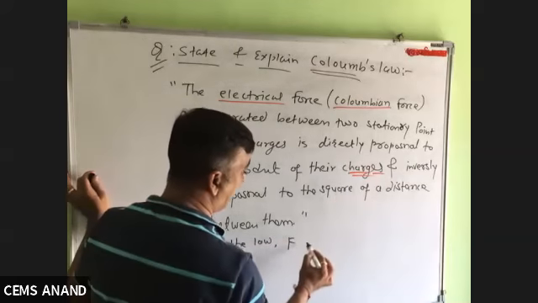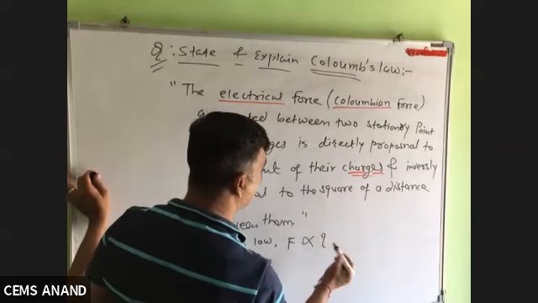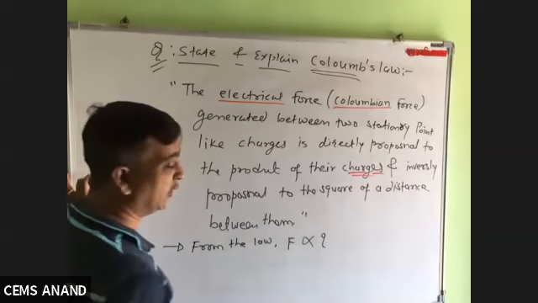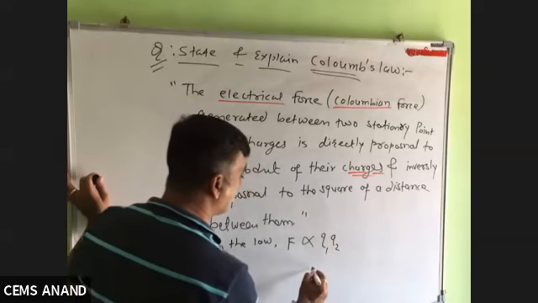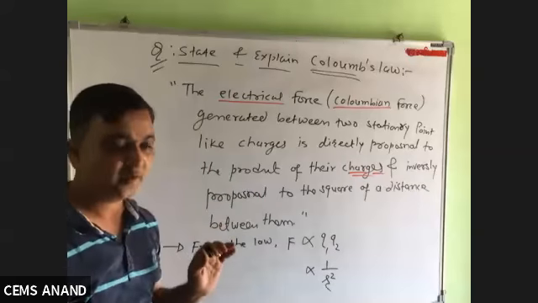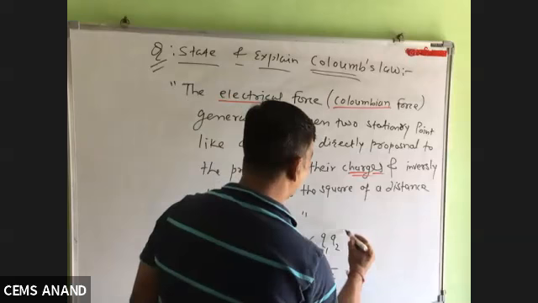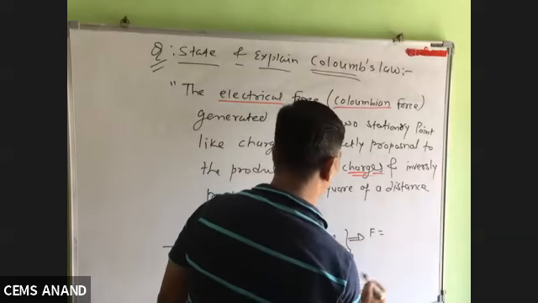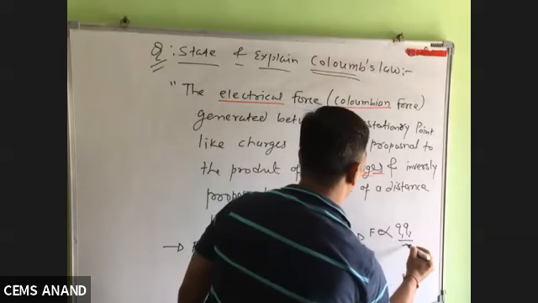Then according to the law, it is proportional to the product of their charges. That means let me show the charge as Q. The symbol of charge is Q. And I have 2, so it is Q1 and Q2. And it is also inversely proportional to the square of the distance between them. That is 1 upon R square. So from these two, we can write, F is proportional to Q1 Q2 by R square.